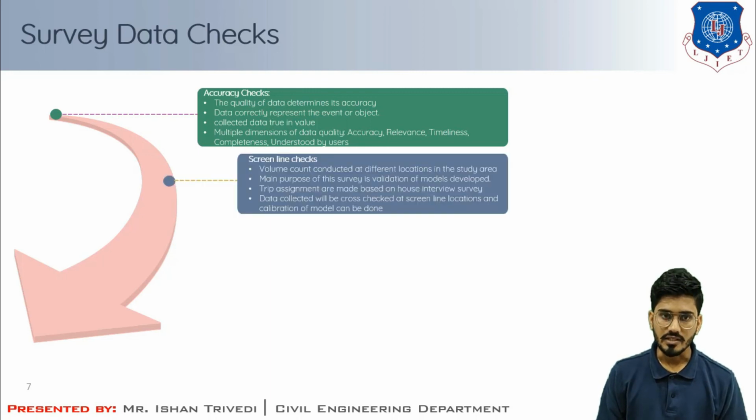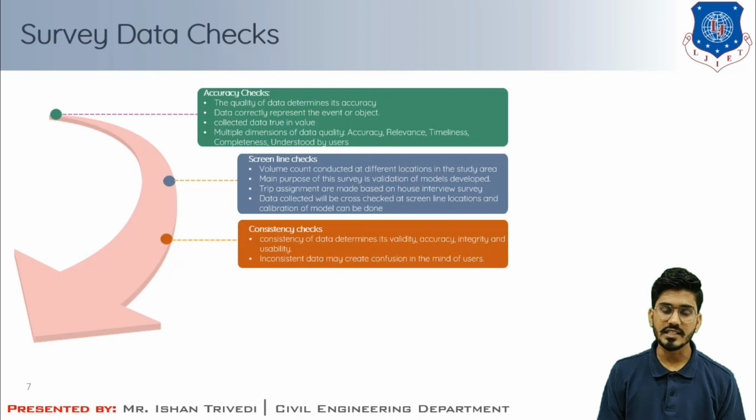Next is screen line checks. Screen line survey refers to the volume counts which are conducted at different locations in the study area, crossing natural and artificial barriers like river, canal, and the railway lines. The main purpose of these surveys is the validation of the model that we have developed. Based on the household interview survey, trip assignments are made which would give the volume of trips on the different routes, from which the trips going across the screen line are determined. Here, this is one of the cross checks that we are making, and here the data calibration is being done and you can adjust those data as well, and this is how you can make the model.